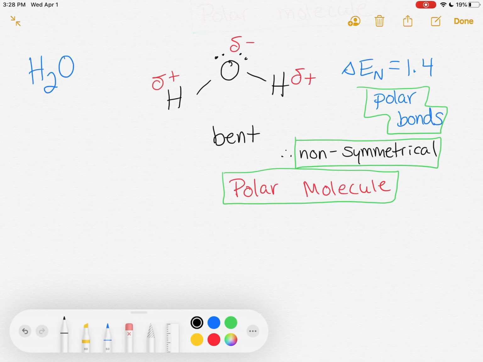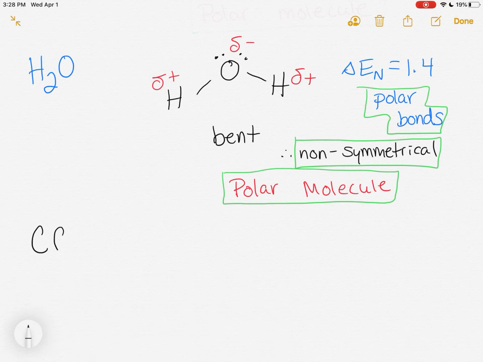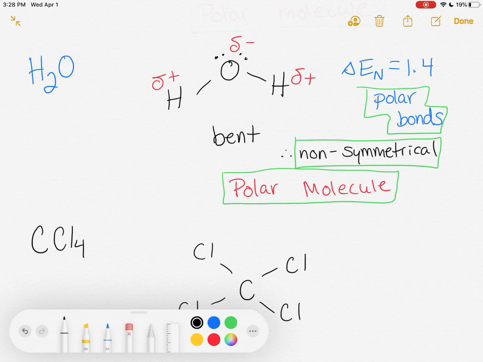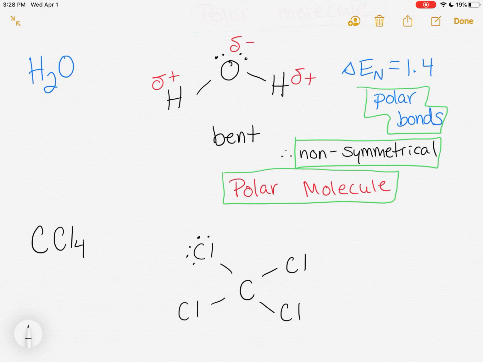All right, let's try one more example, and then we're going to talk about a few rules, and we'll try a couple more examples after that. So one more example we're going to look at is CCl4. This is a carbon with 4 chlorines, and each of our chlorines has those 6 non-bonding electrons.